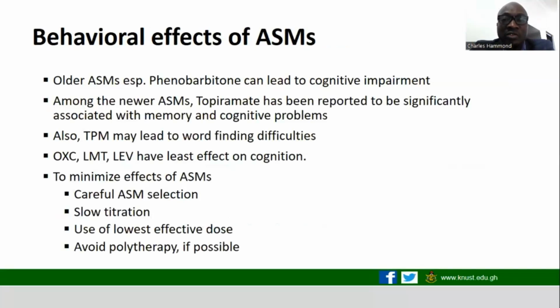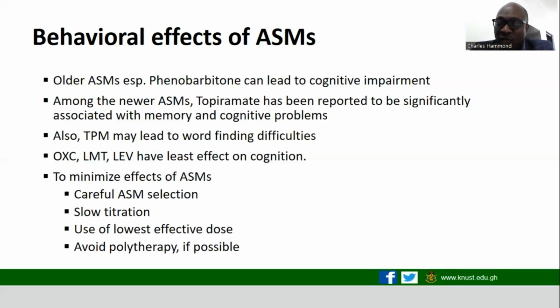There are behavioral side effects of anti-seizure medications that are also worth talking about. Phenobarbital use is known to lead to cognitive impairments. So this is a classical example of where anti-seizure medication gives you a comorbidity. Among the newer anti-seizure medications, topiramate has been reported to significantly be associated with memory and cognitive problems, as well as language problems. They specifically lead to word finding difficulties. Newer medications like oxcarbazepine and lamotrigine probably have a less effect on cognition.